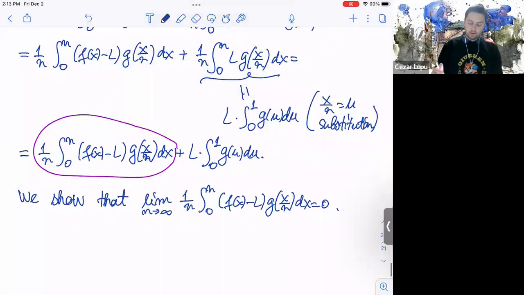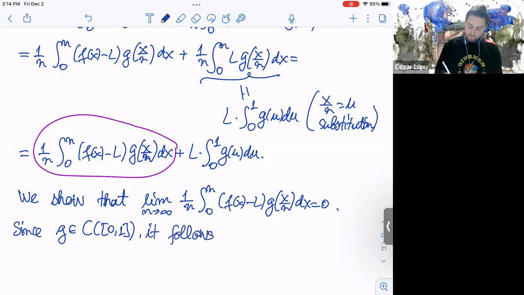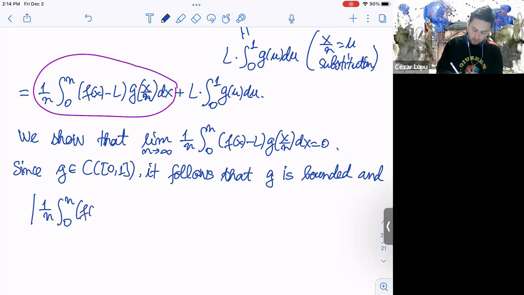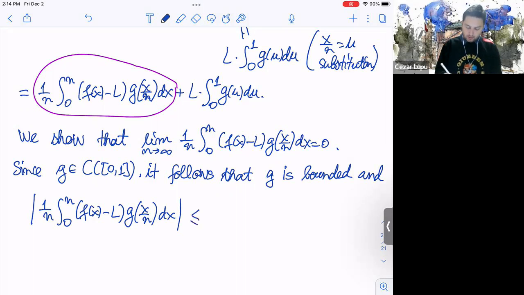All right. So now we know that the function g is continuous on a compact interval, so basically it's bounded. Since g is continuous on a compact interval, it follows that g is bounded. And this implies that if we look at this integral, this will be less or equal than 1 over n times a constant m times the integral from 0 to n of f of x minus L dx.